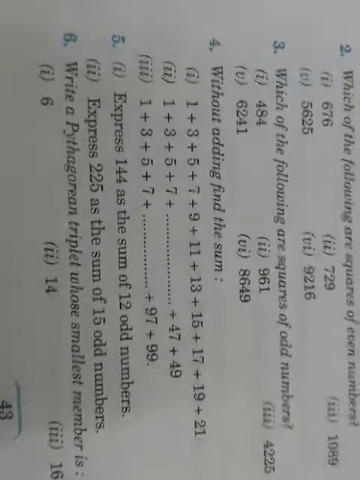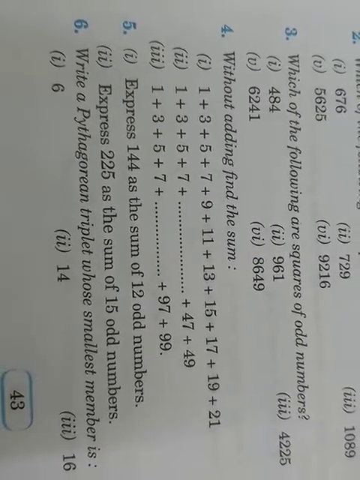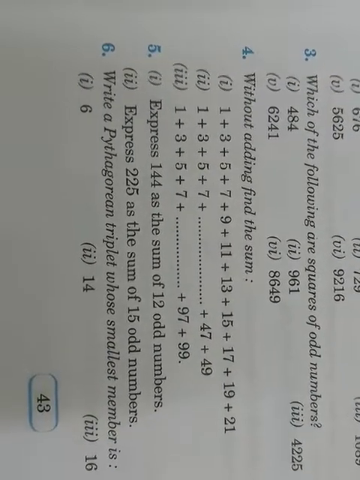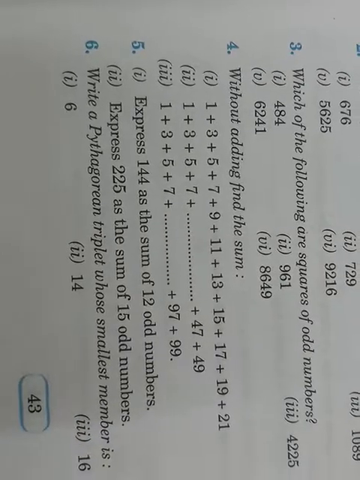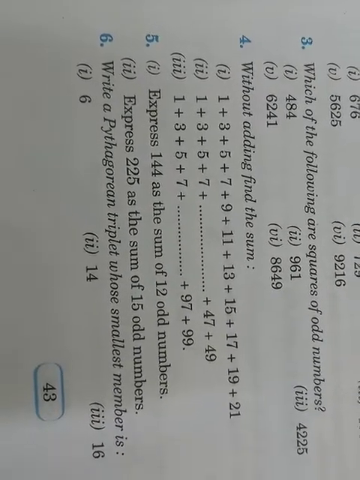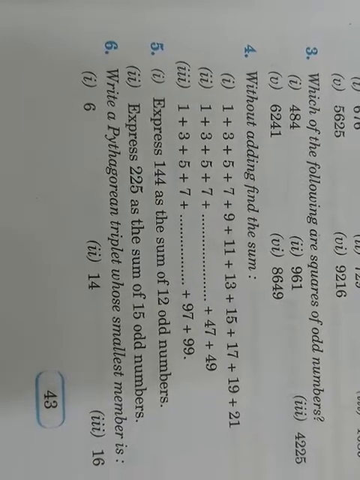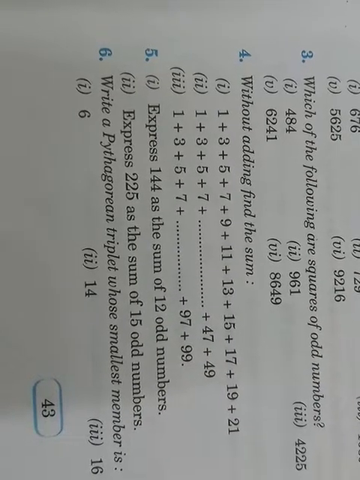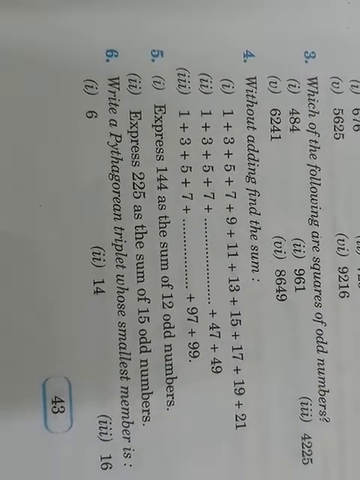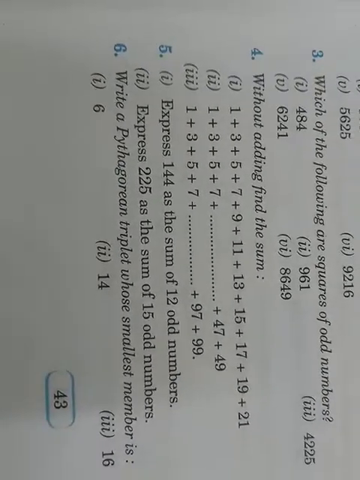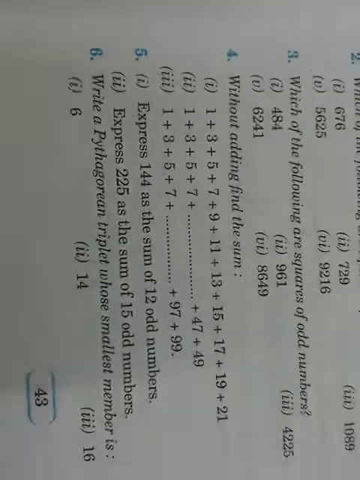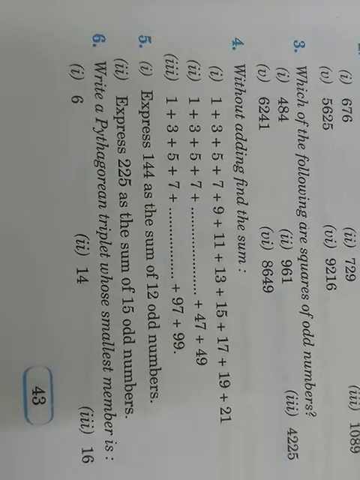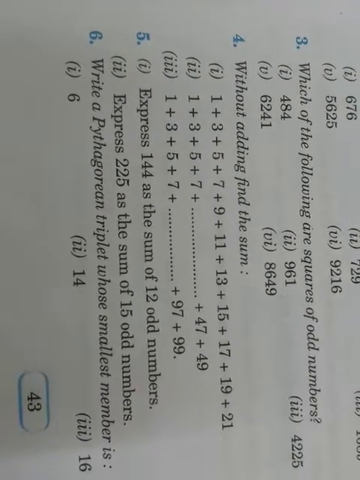Then the fifth part, question number 5, you have to express 144 as the sum of 12 odd numbers. We start the sum of odd numbers from 1 plus 3 plus 5 plus 7, then 9, 11, 13, 15, 17, 19, then 21 and then 23. This way you will write. Question numbers 4 and 5 are exactly opposite to each other. In the fourth one you have to write the answer as in the fifth one, and in the fifth one, you have to write the answer as in the fourth one.